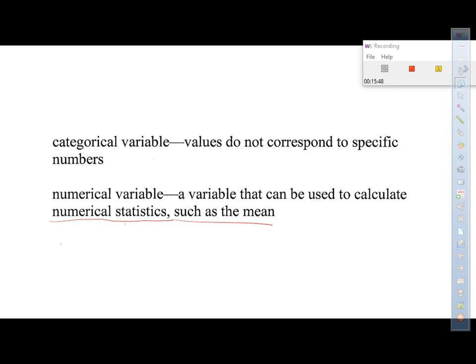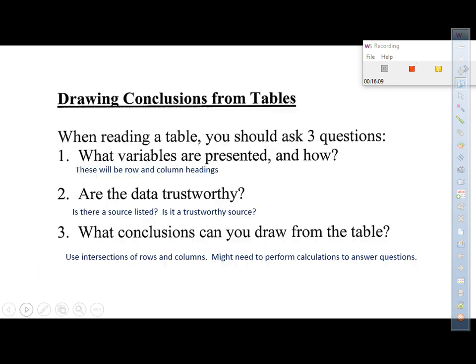So I'll give you a second to write those down or take a picture or pause the video, whatever you need to do. Now that'll be our last of the definitions. Now, if you would, come down to the bottom of your page there. Things to look for when you're trying to draw conclusions from tables. When you're reading a table, you need to ask yourself these three questions. Number one, what variables are being presented and how? Now, those will always be your row and column headings. Kind of like on that one we just did, skill level, amount of protective gear.